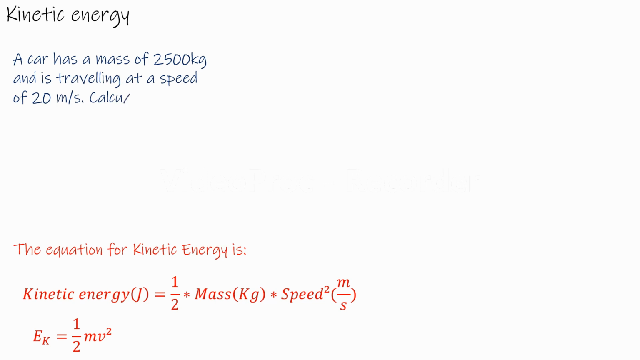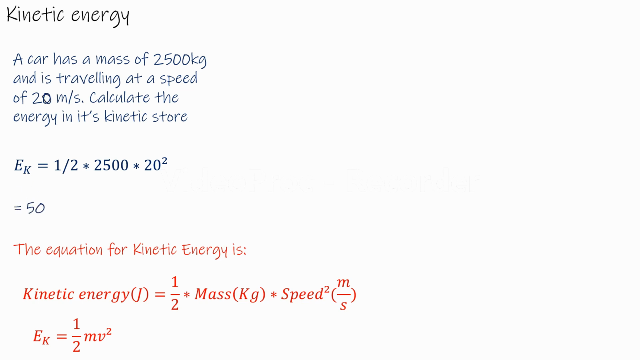Now, first of all, a car has a mass of 2,500 kilograms and is travelling at a speed of 20 meters per second, and we are asked to calculate the energy in its kinetic store. So all we have to do here is substitute our values into our equation, so we know that our kinetic energy equals 1/2 times mass, which is 2,500, times speed squared, which is 20 meters per second, so we're going to have 20 squared, and solving this we get an answer of 500,000 joules.